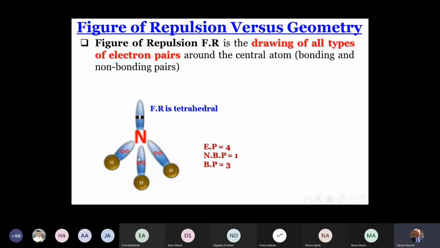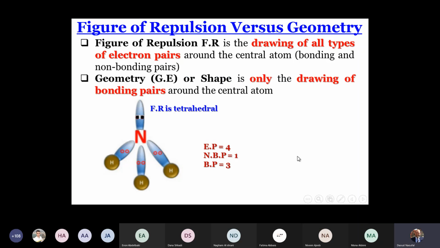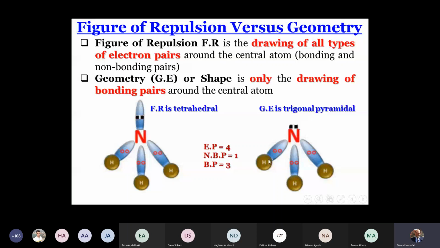If they ask us to find the geometry, I have to erase the bonding, the lobe of the non-bonding, so I obtain this figure. If you look, I draw only the bonding pairs. So in the first, the figure of repulsion of all pairs is tetrahedral, but the geometry is not tetrahedral. The geometry is like a pyramid where the base is a triangle, so the geometry is trigonal pyramidal.